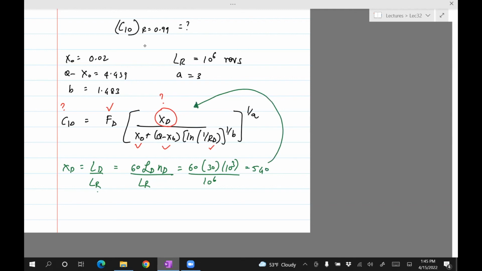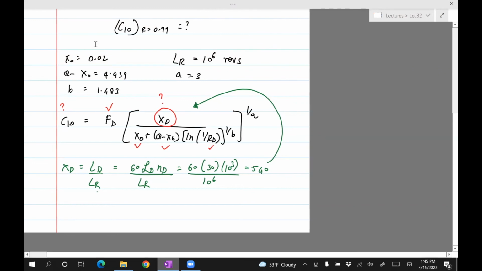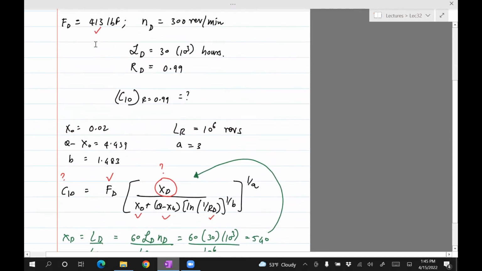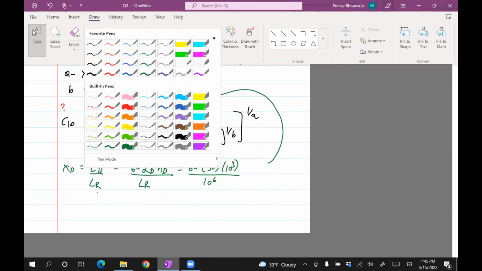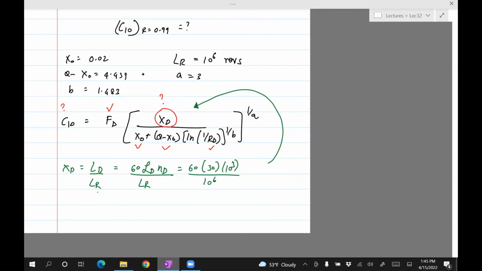Professor, do we have to put the nD value as well, like 300? Oh, did I miss that? I'm sorry. LD, yeah, I missed it, sorry. 300. Okay, the answer is right. I just copied from the notes. I just forgot to add the 300, 540.